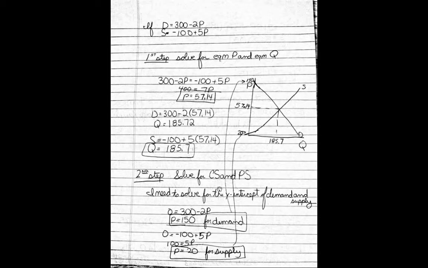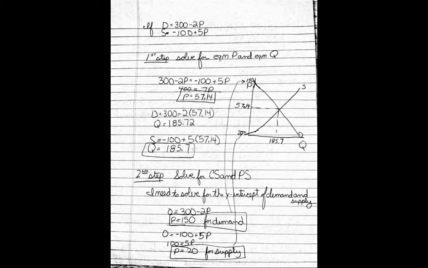So if that's the case, then all we do is set the two equations equal to each other. You'll see that I set the 300 minus 2p equal to negative 100 plus 5p, and then I simply solve for p. Now I would suggest that you substitute that 57.14 into both equations, and you should get something roughly similar. In the case of demand, it's just a little bit off from what was found for supply.